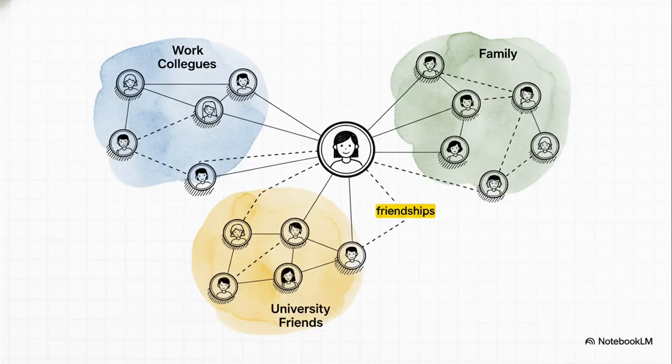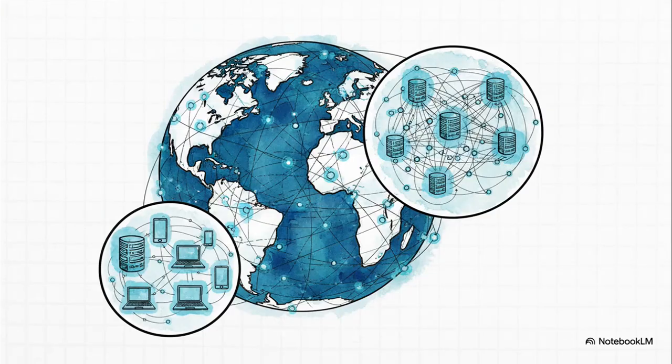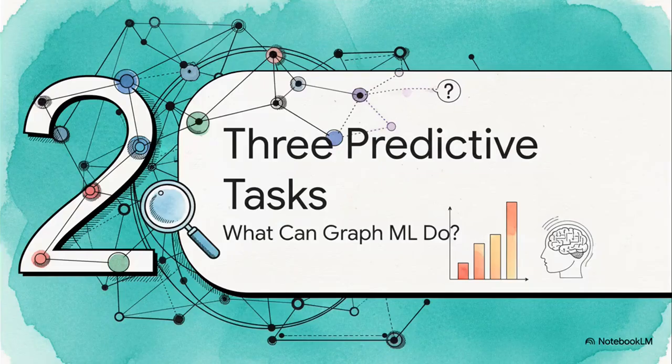And here's an example we're all familiar with: social networks. On these platforms, people are the nodes, and they're all connected by friendships, by who they follow, or by other interactions. Even the digital world itself, from the whole internet down to a single office network, is built on a graph structure. It's just a massive network of interconnected computers and devices. So, we can see how graphs represent the world. But what can machine learning actually do with them?